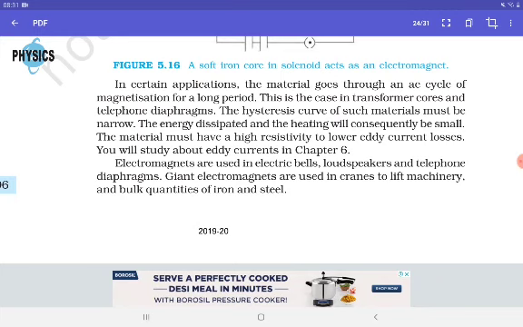Electromagnets are used in electric bells, loudspeakers, and telephone diaphragms. Giant electromagnets are used in cranes to lift machinery and bulk quantities of iron and steel.